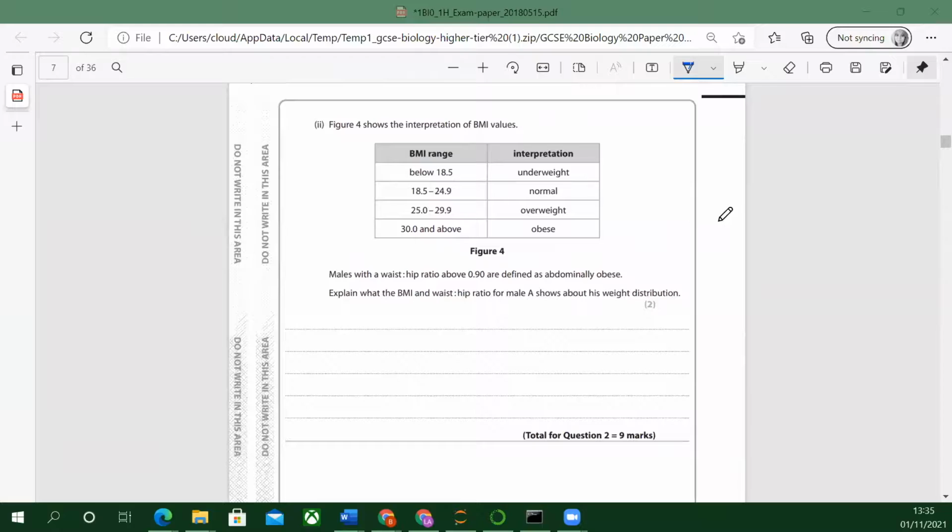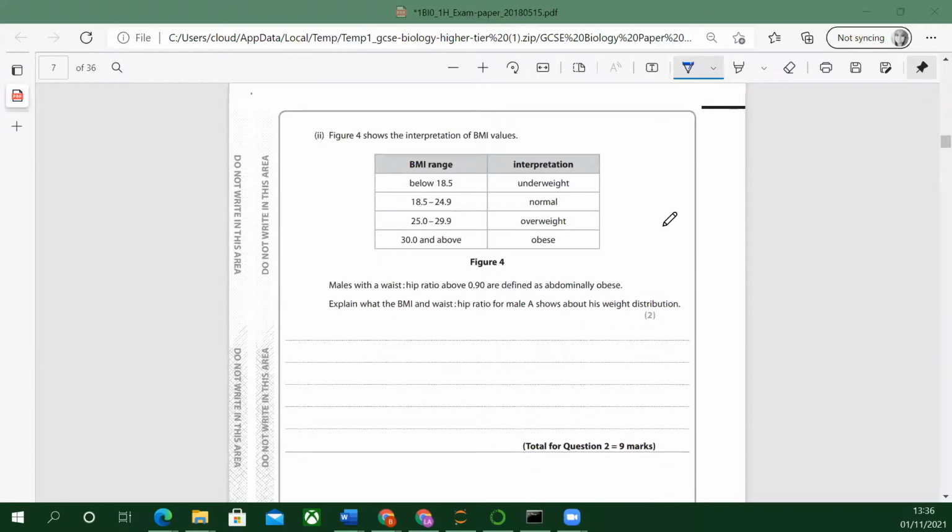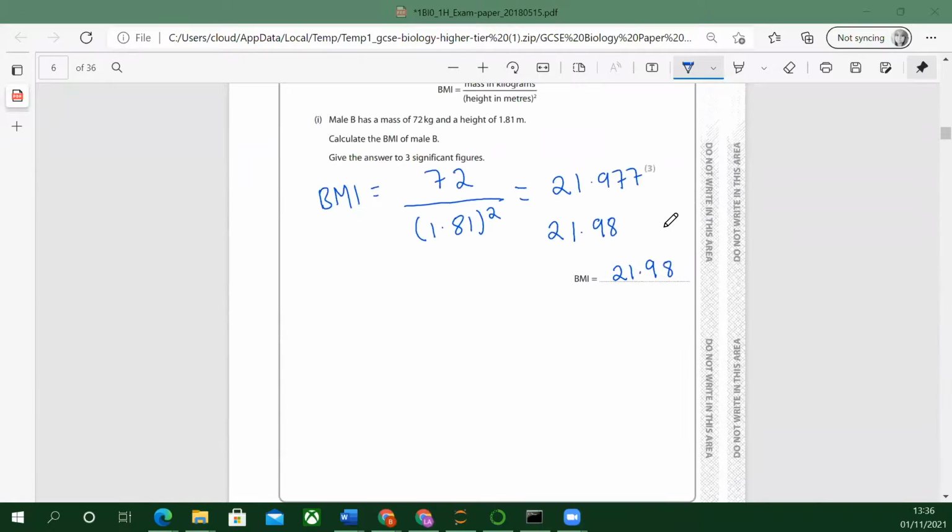Okay, figure 4 shows the interpretation of BMI values. There's a table to show how they will be interpreted by doctors and medical staff. Males with a waist to hip ratio above 0.9 are defined as abdominally obese, so in the abdomen area, the stomach region. Explain what the BMI and waist to hip ratio for male A shows about his waist, so his weight distribution. There's a few key words there: weight, waist.